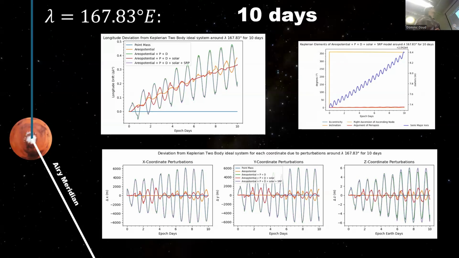But what we're really concerned about is the full force. Now we're back to normal. We're looking at purple here. That's the full force model. And we can see we're back to our usual oscillatory program. The X and Y coordinate perturbations are at 6 kilometers.